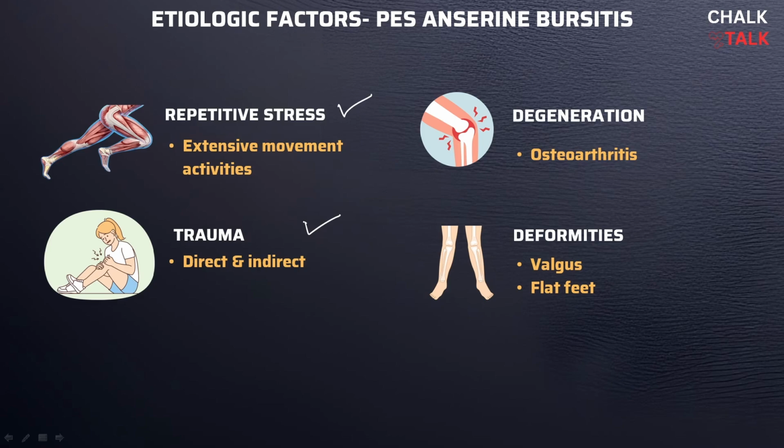Structural issues play a role too. Deformities such as knock knee alignment or flat feet can alter the mechanics around the knee and increase stress on the bursa. And we also see this condition in patients with degenerative osteoarthritis. In fact, tight hamstring muscles are another contributor, since increased tension along the medial knee can place extra strain on the pes anserine area. So overall, multifactorial issues could be involved, especially with the disorder being prevalent among obese middle-aged women.